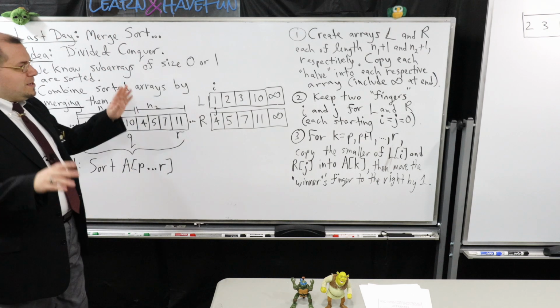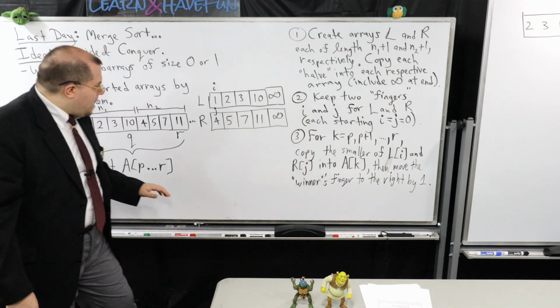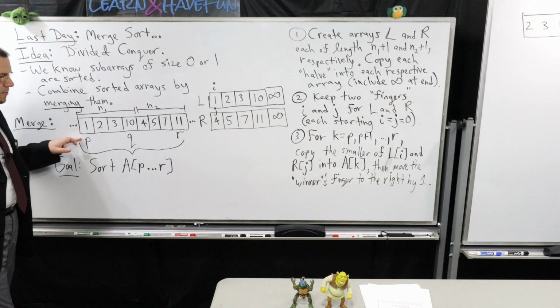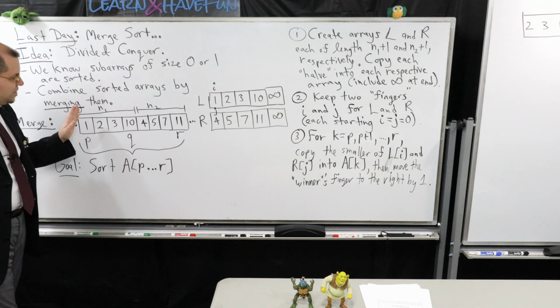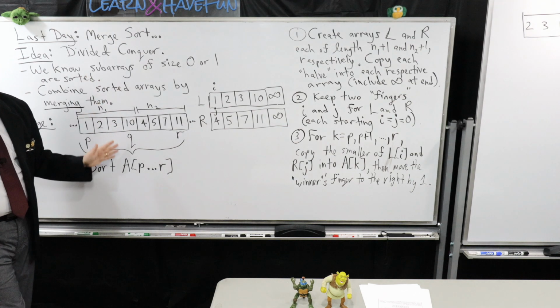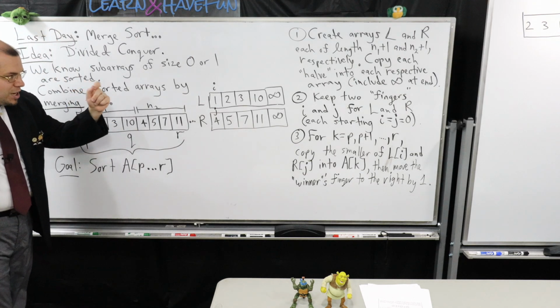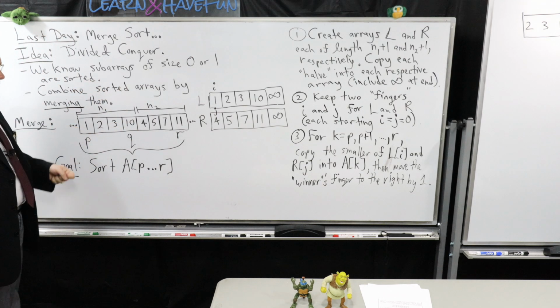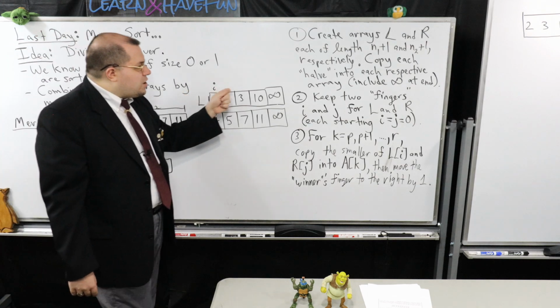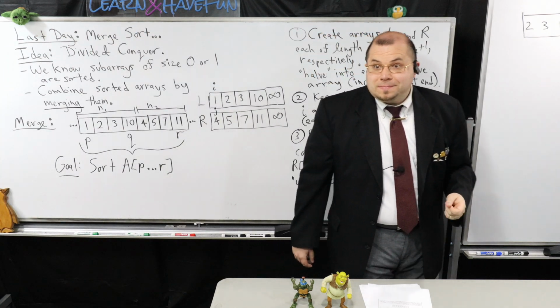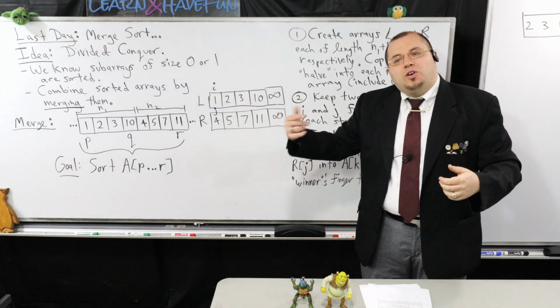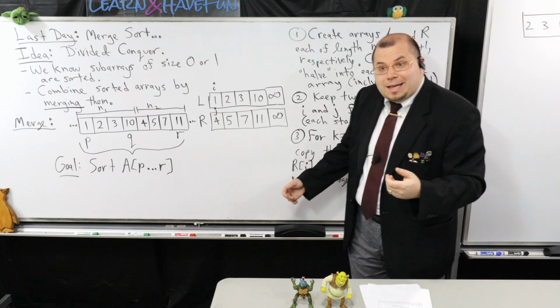So I'm going to keep these two fingers, and I'm going to start at position P. I'm going to scan from left to right. For each one of these, imagine I'm playing a game of which one is the smaller of these two, and I copy whichever is the winner into that position, and then I move its finger over by 1. So the winner's finger gets moved over to the right by 1. And that's really it. That's all merge does.